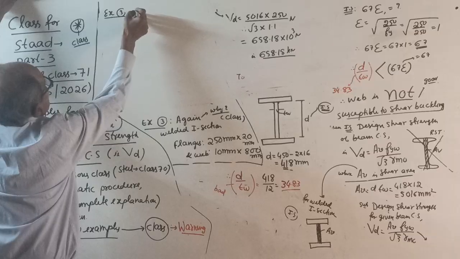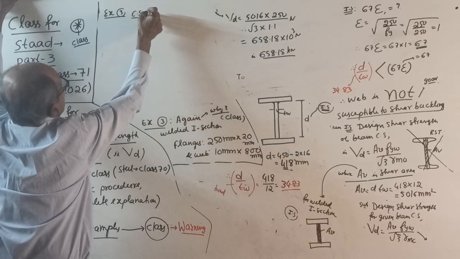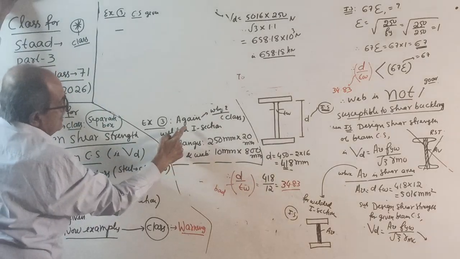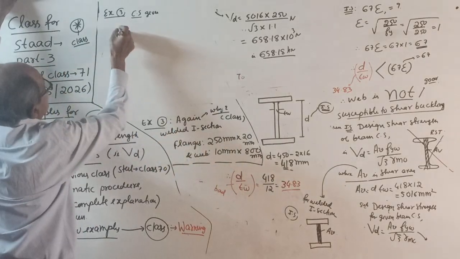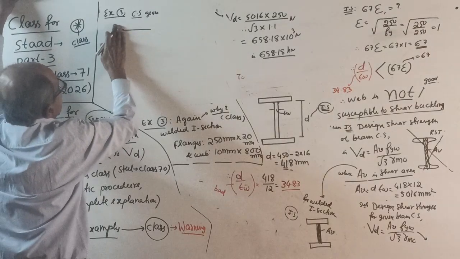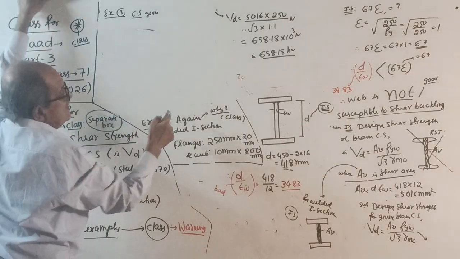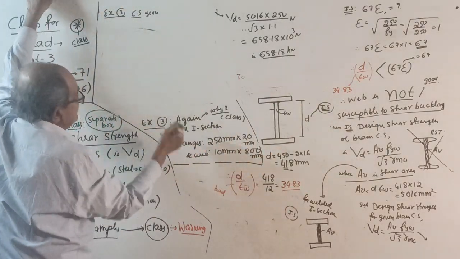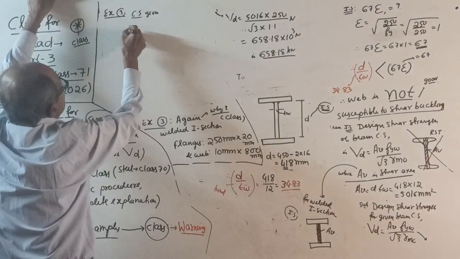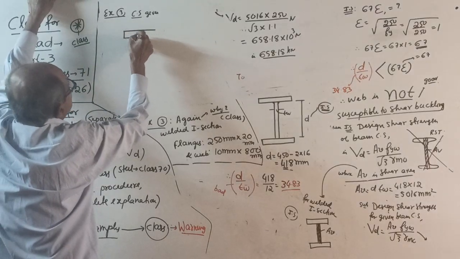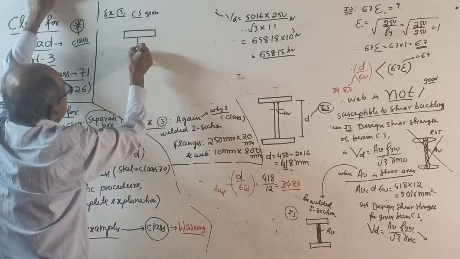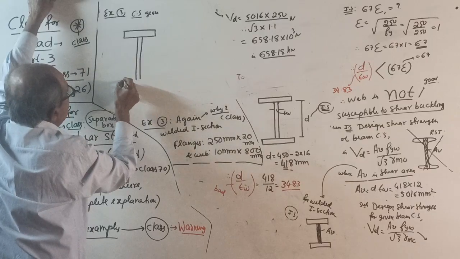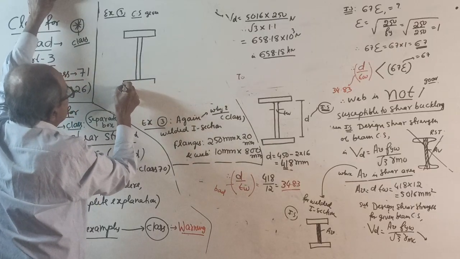Example 3. Cross section is given right here, the cross section for the beam. They told welded I section. See, welded I section. Last time they told 300 by 450. Now they told flanges. See here, only flanges. This is the flanges. This is the web. Scale is not maintained. This is the flanges.